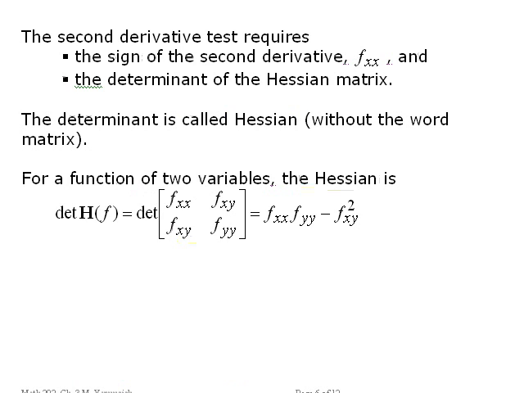The second derivative test requires the sign of the second derivative f_xx and the determinant of the Hessian matrix. The determinant is just called the Hessian without the word matrix, and here's the determinant of it. It is the diagonal terms, the second partial with respect to x times the second partial with respect to y, minus the mixed partial squared. We're going to use that plus this in the second derivative test.